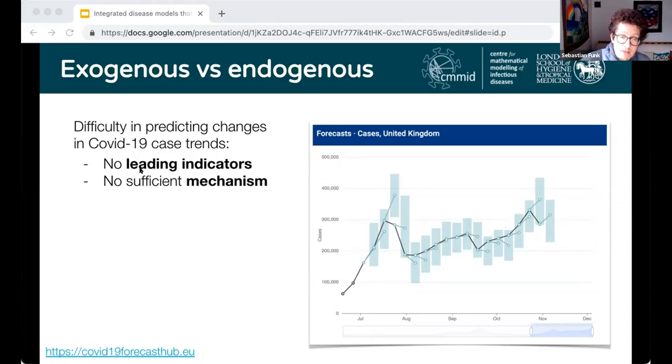And the reason for that is that we have no real leading indicators. And if you think of the previous slide where I showed contacts changing over time, I mentioned there, we don't have any models, any mechanisms that would explain why those contacts change or how they change. And so when a change happens, for whatever reason, contact behavior changes, we don't have good models for that.